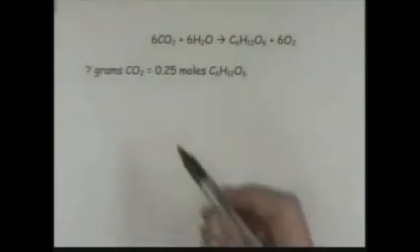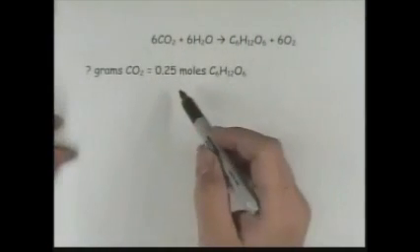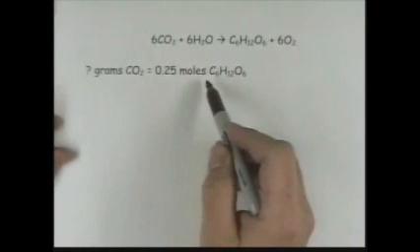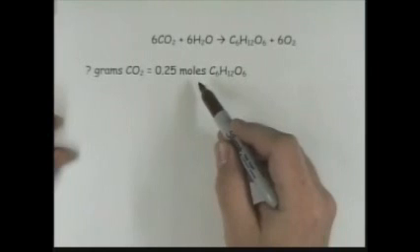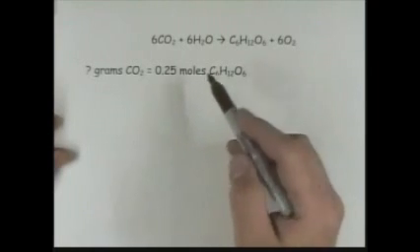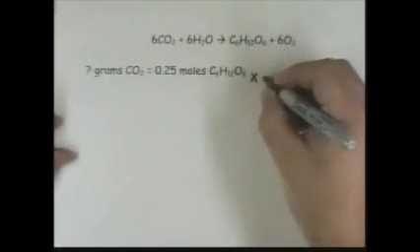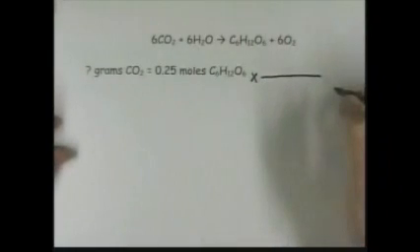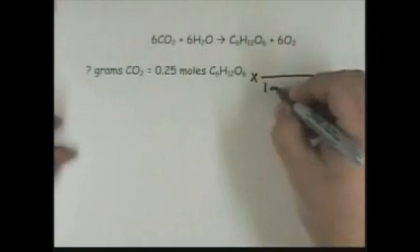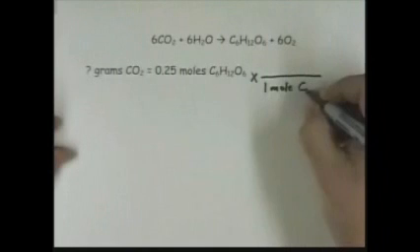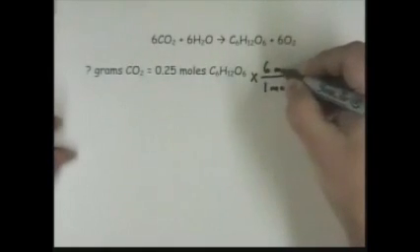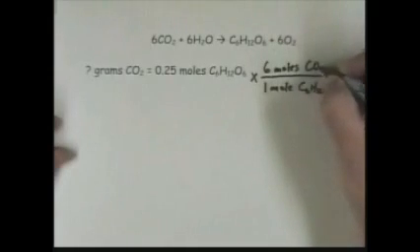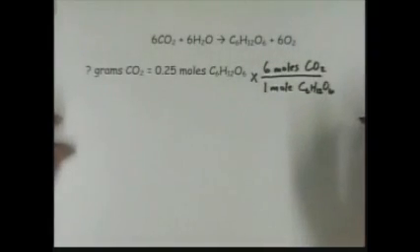How many grams of CO2 equal 0.25 moles of glucose? Since the problem gives you moles, you are ready to make the switch right from the beginning. Using the mole ratio, you put 1 mole of glucose on the bottom and 6 moles CO2 on the top.